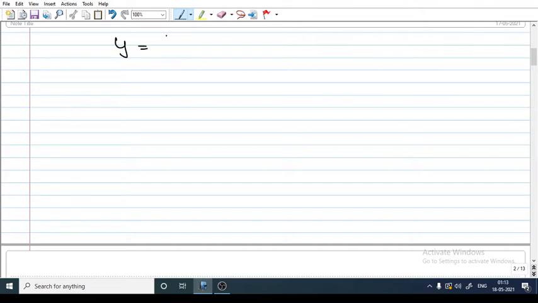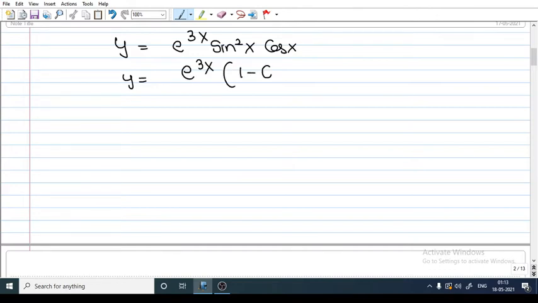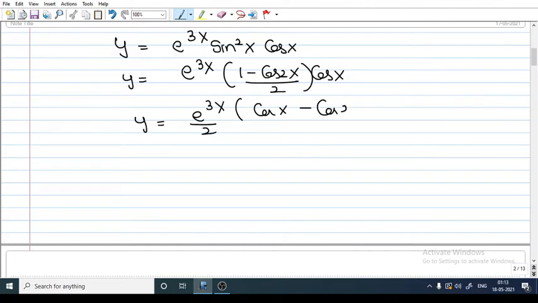Y equal to e power 3x sine square x into cos x. Now I have mentioned to convert sine into cos. How will you do it? You can write sine square x as 1 minus cos 2x the whole by 2 into cos x, right? After this we can take e power 3x by 2 outside and get here cos x minus cos 2x into cos x, right?